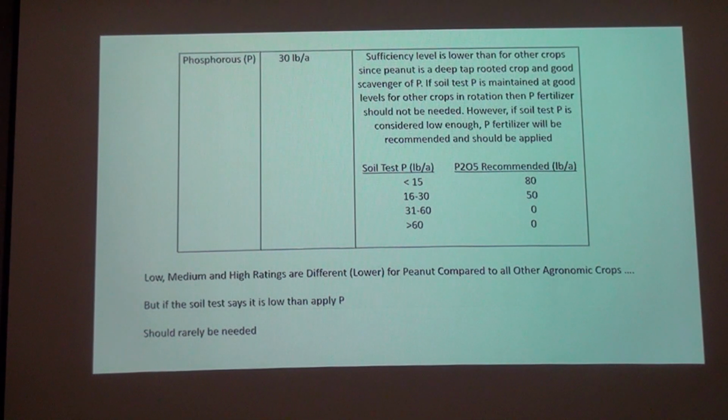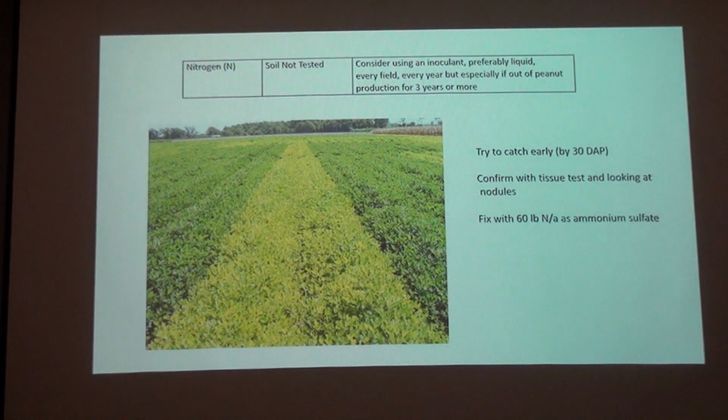Nitrogen, pretty critical one, obviously. With peanut, it fixes nitrogen, but when you grow enough peanuts around, you can probably get away on some fields not inoculating. I like to see inoculant on every field every year, just because some things can go wrong even in short rotations.